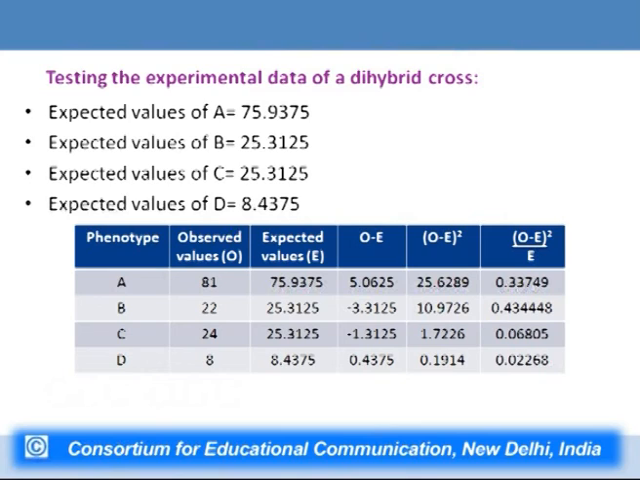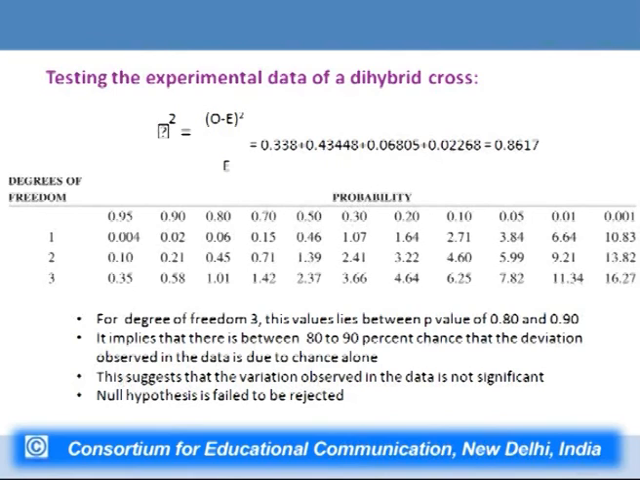Now, we put all these values in the table and we find out that the (O minus E) squared by E value for class A is 0.33749, for class B it is 0.434448, for C it is 0.068, and for D it is 0.02268. We can represent these values up to 2 decimal places. Summing up all these values gives us the final chi-square value for this particular experiment, which comes as 0.8617.